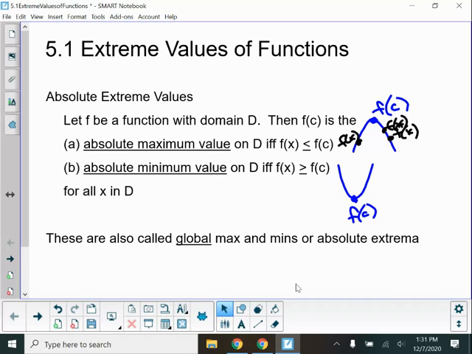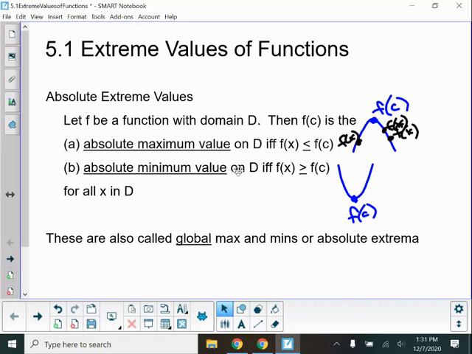So this first little thing that we have here, it says you have, let f be some function with domain D, then f of c is going to be your absolute maximum if and only if, remember that IFF means if and only if, all the f of x's are less than or equal to the value of f of c. So if all these other f of x's are lower values than f of c, then f of c has to be the absolute maximum. That means that there is no other value that is greater on whatever interval you're looking at.